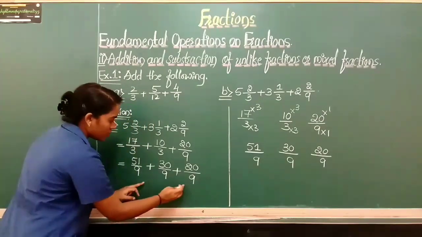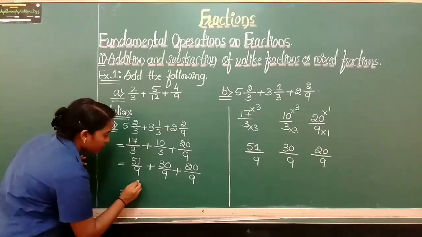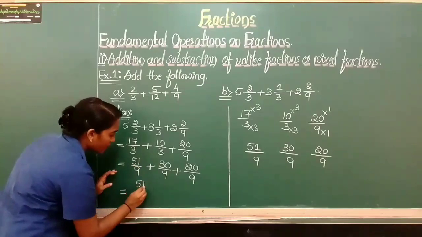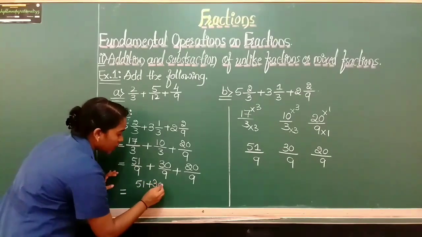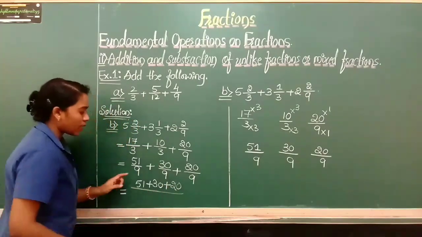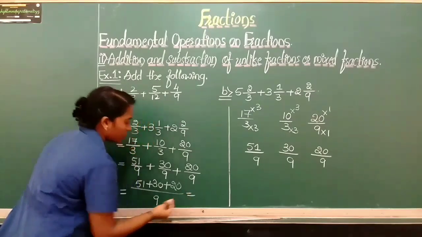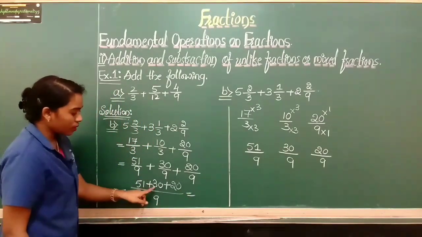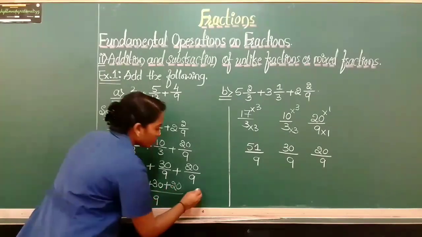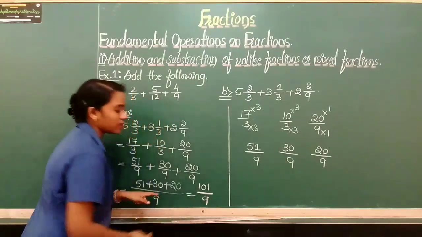Now see, they are like fractions. Now add them. For that you have to add only the numerators. 51 plus 30 plus 20 divided by denominator 9 is equal to. Add 51 plus 30, 81. 81 plus 20, 101. 101 and denominator 9 as it is.